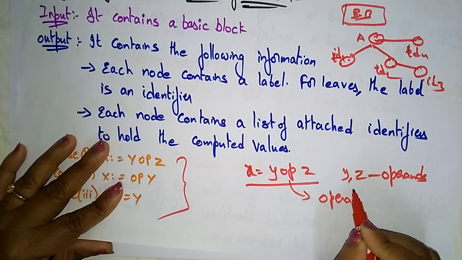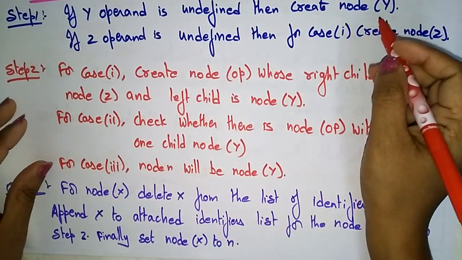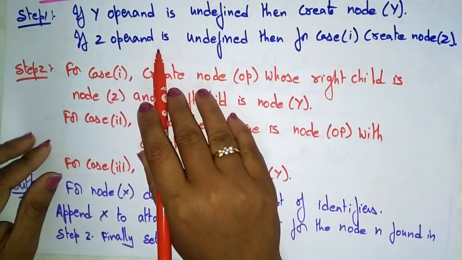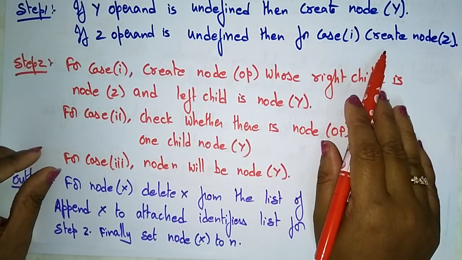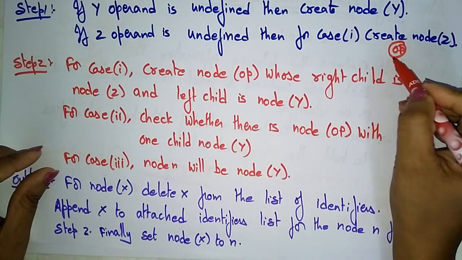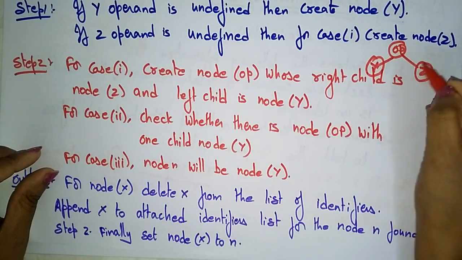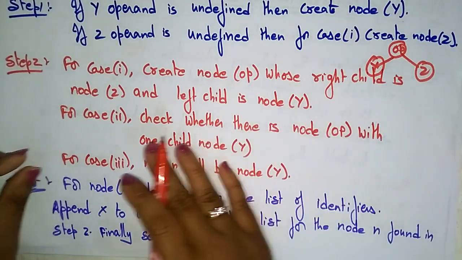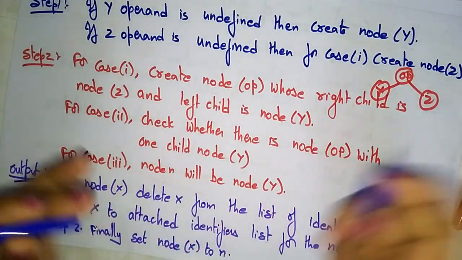OP is an operator. Suppose this y is undefined. Up to now you are not defined. Then what? It creates a node y. Suppose if z operand is undefined, then in case 1, create node z. So just create the operator. Okay. So node y you have to create and node z you have to create. Okay. And whatever the expression that is assigned, that is x. Okay.